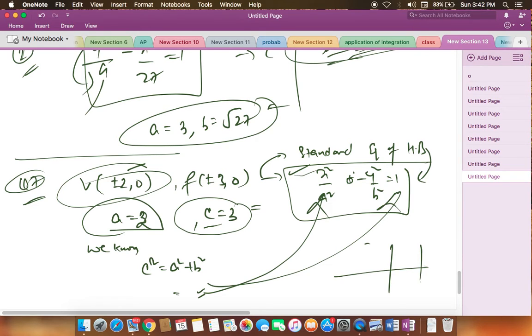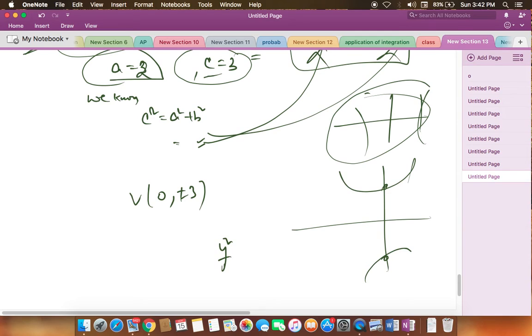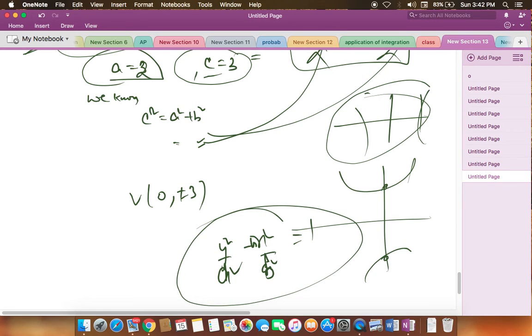Okay, this is this sort of hyperbola. If in case the vertices would have been, let's say, 0 comma plus minus 3, then you know that the vertices are out here, then obviously this will be y square by a square minus x square by b square is equals to 1.